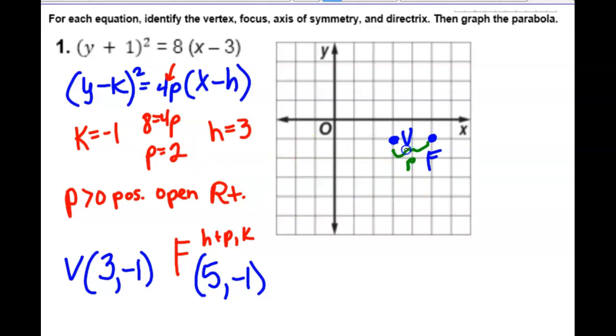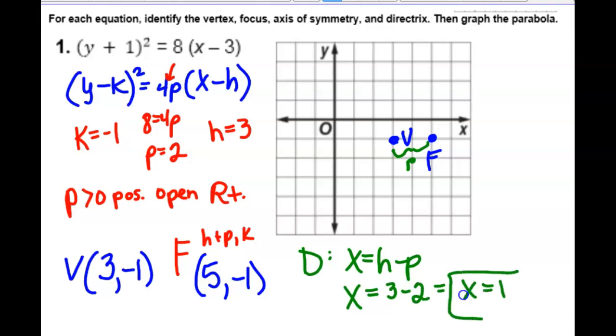And the directrix, anybody? Directrix equation is h minus p, so it's x equals 3 minus 2, which is 1. It is a line that should be 2 units this way. x equals 1. Does that seem okay with everybody now?